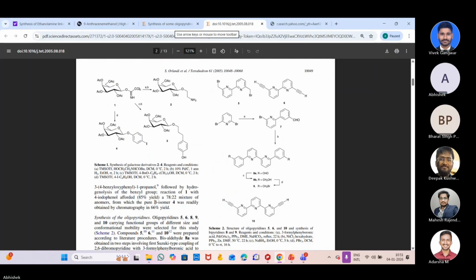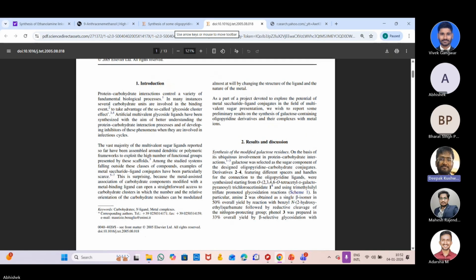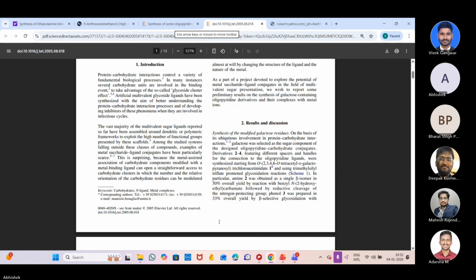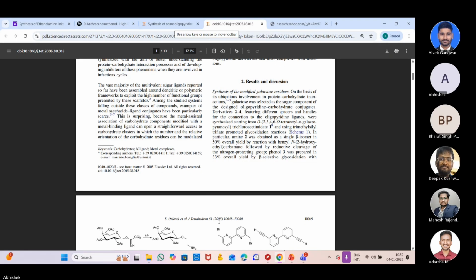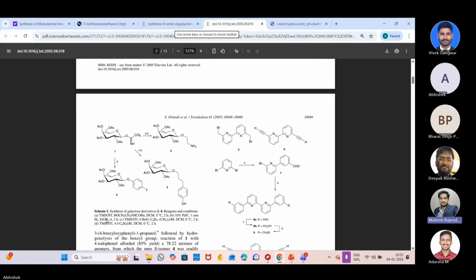85% yield. Okay, which the 4 they got in 85%. And 3, they got this one in 50% yield and 33% yield. It is not that nucleophilic, right? Phenol generally, that OH is not that nucleophilic for the glycosylation.